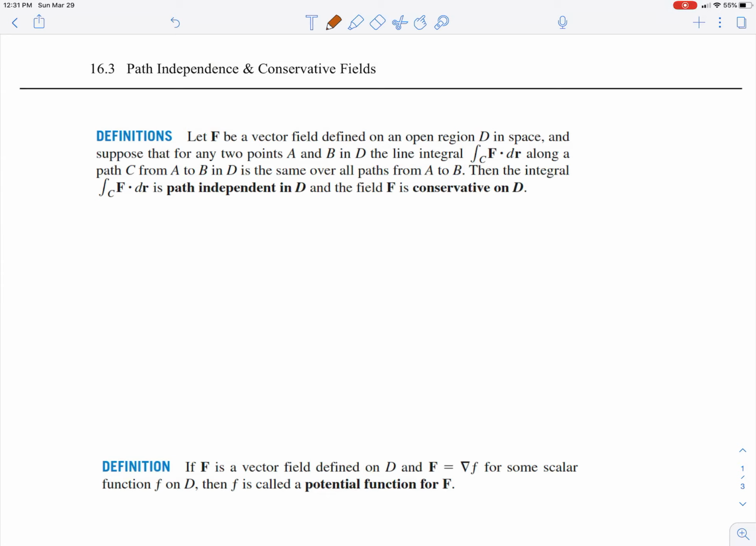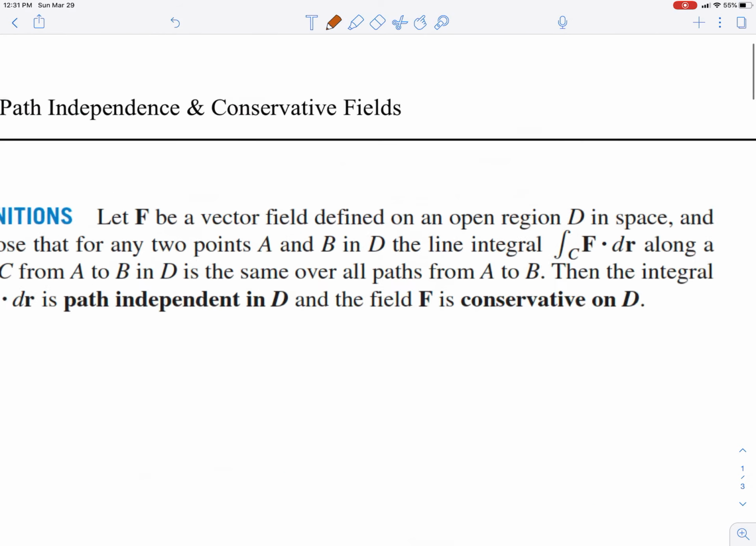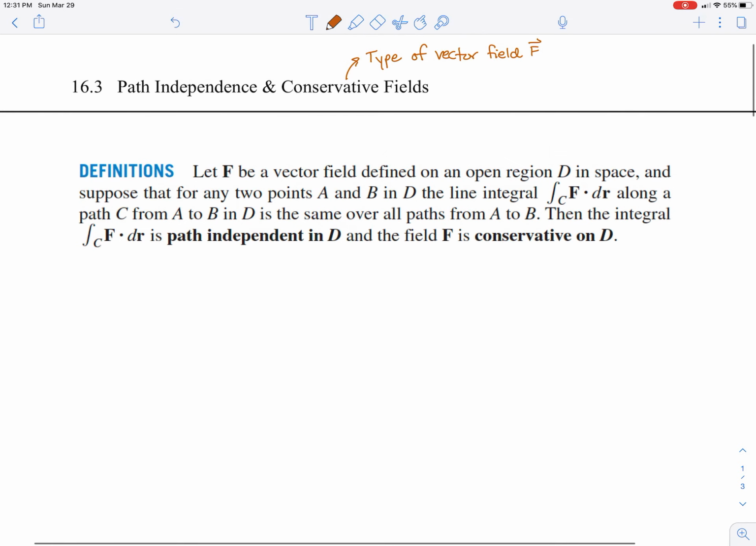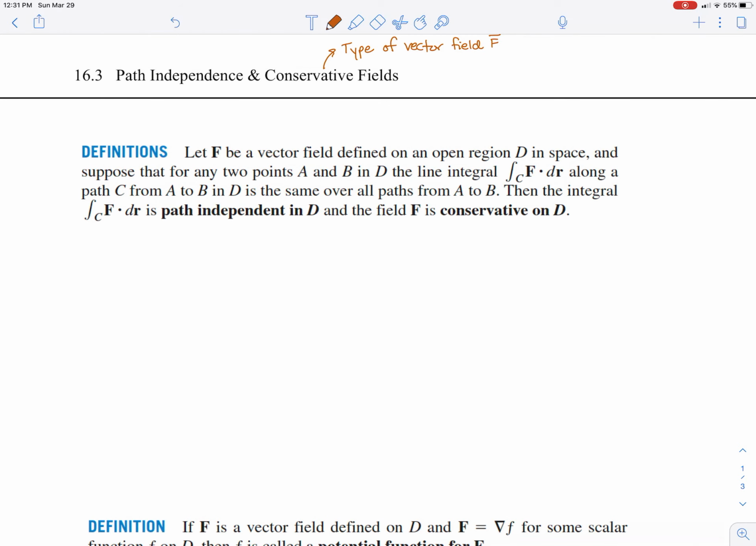We are going to begin our discussion of chapter 16.3 today with some more conceptual ideas. We're going to talk about two very related concepts. The first one being path independence and how that relates to a specific type of vector field that we call conservative vector fields. Conservative vector fields are just a type of vector field, or a very specific type. And we will discuss why they're so critical and why they're going to be helpful in the future. So let's start off with a couple definitions, and we'll walk through what each of these mean.